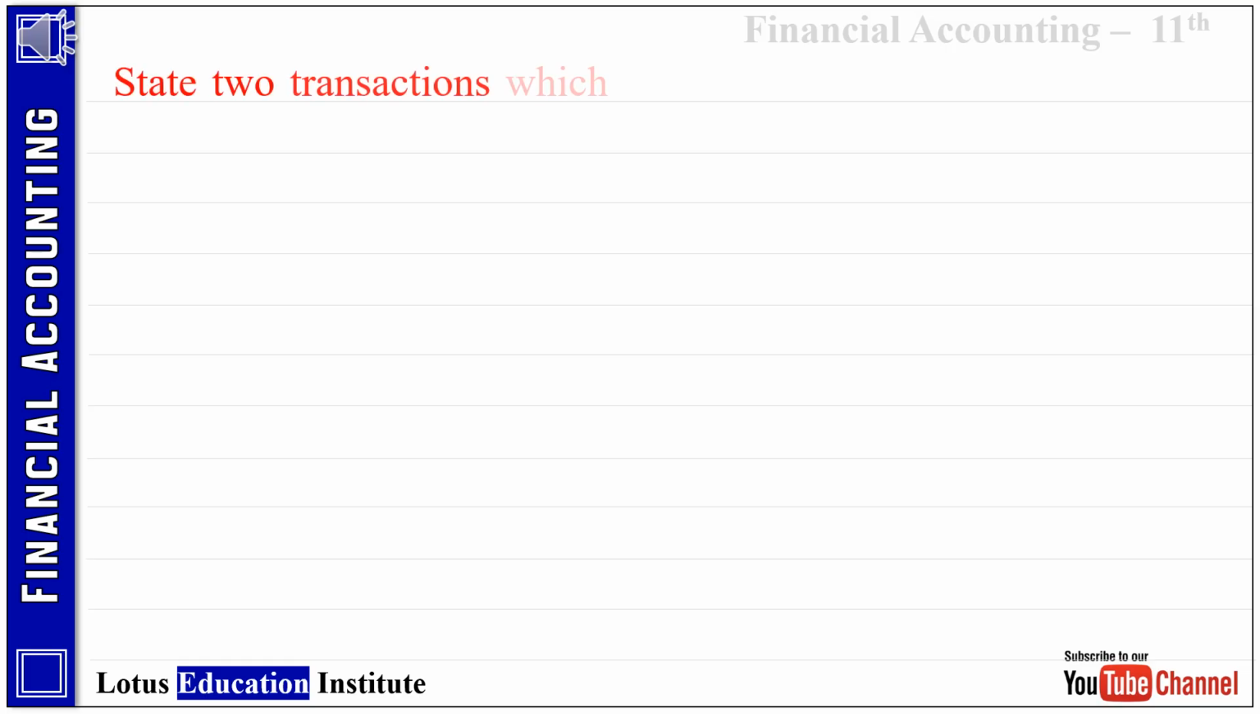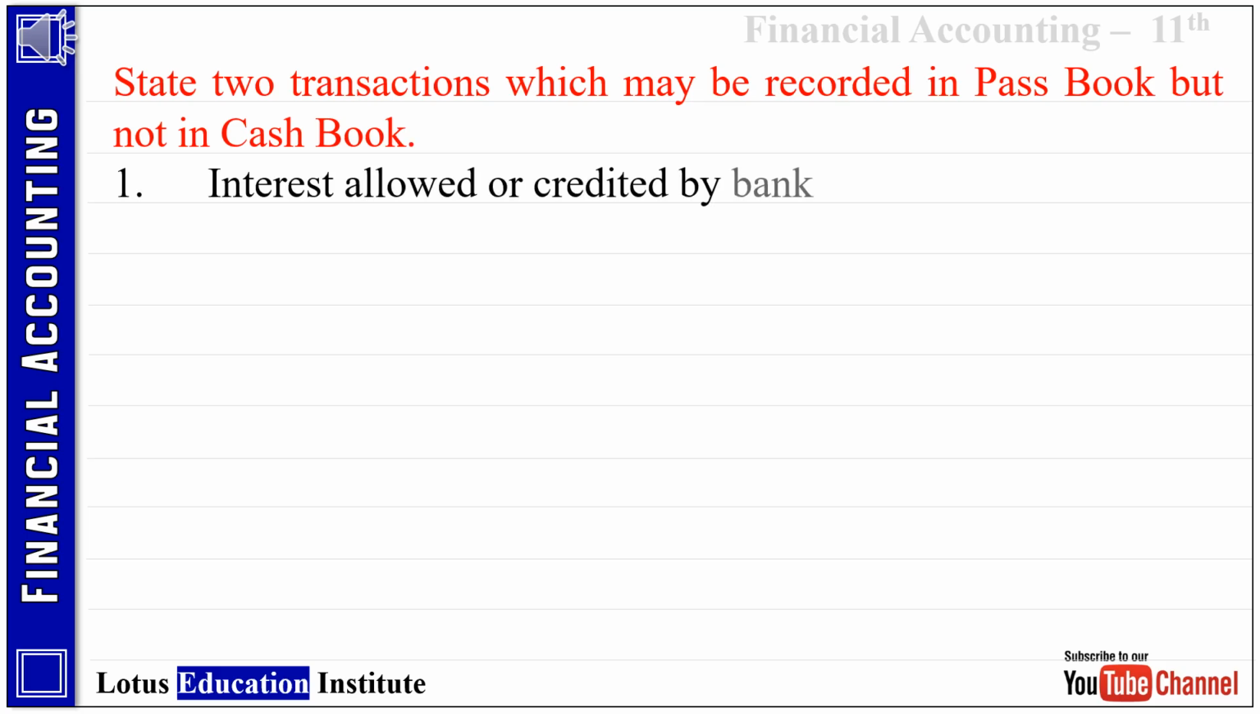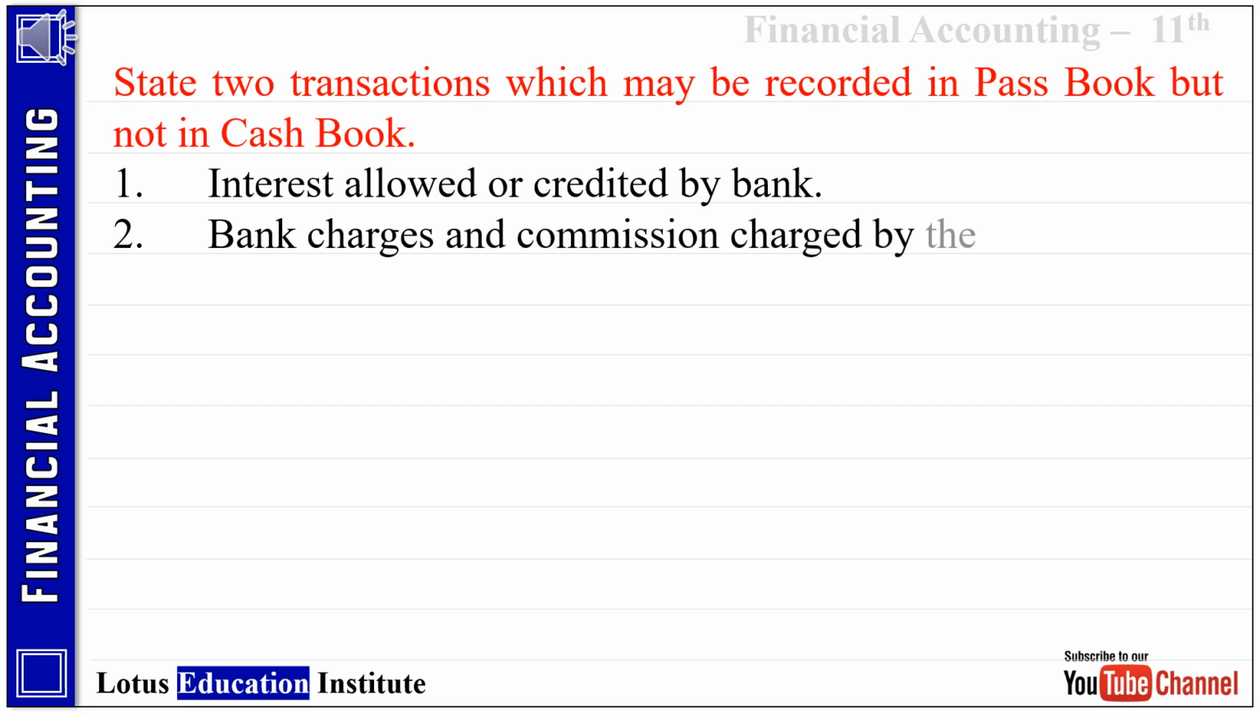State two transactions which may be recorded in passbook but not in cash book. 1. Interest allowed or credited by bank. 2. Bank charges and commission charged by the bank.